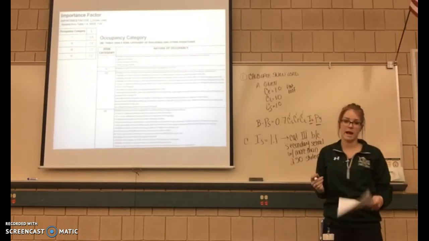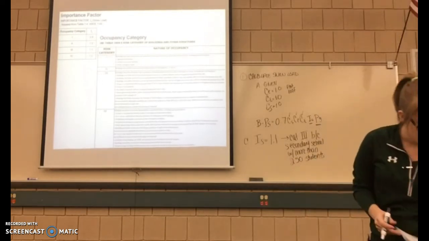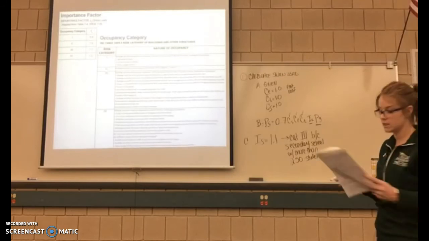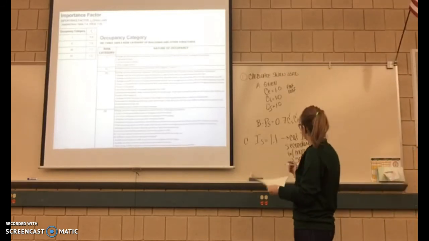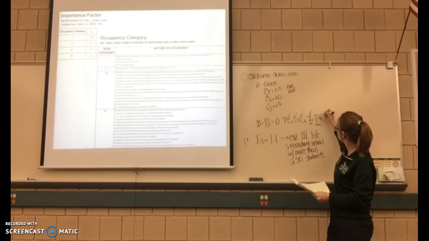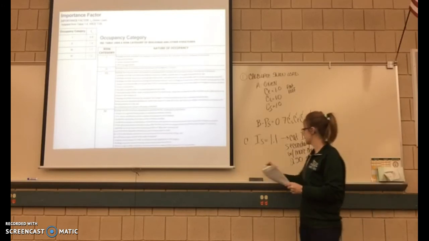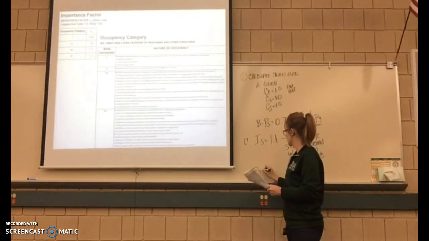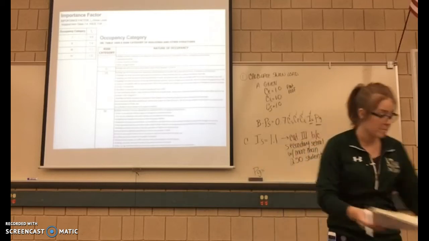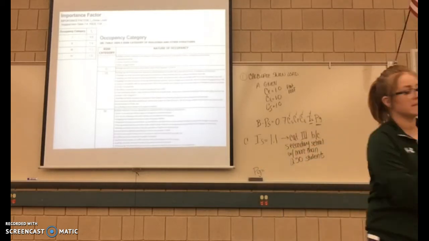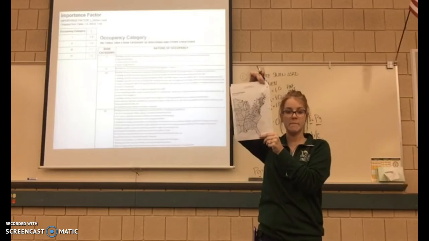Okay, so that's my IS. Now, the next thing I need to find is PG, which is my ground snow load. So now I have IS, now I want to find PG. The way we get that is by a map. So if you turn to the second page here, look at your map.